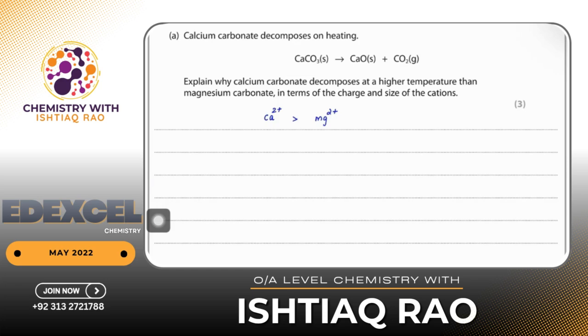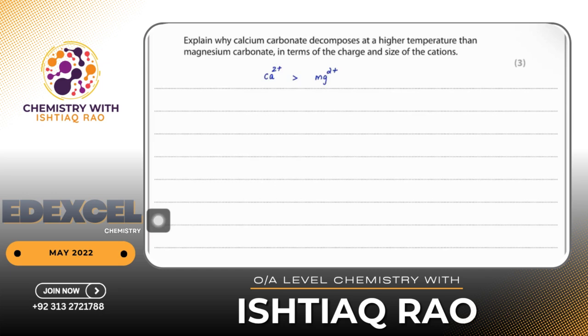And we know that the size of magnesium is lower and it would have a stronger attraction, so it can polarize the carbon oxygen bond easily. In other words, it can distort the carbonate ion into carbon dioxide. So what am I supposed to write? It's 3 marks.